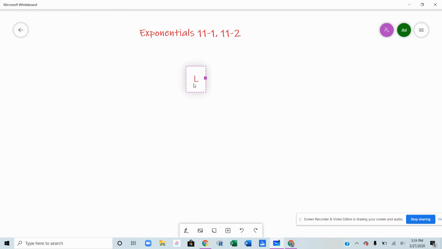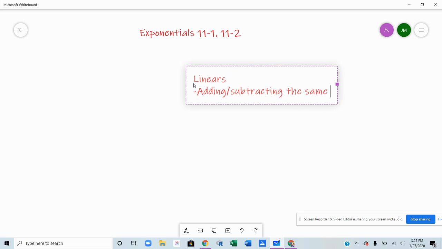So a couple of things I want to review first. There's a couple of things I want to talk about with linears, and then we can talk about exponentials. So remember, with linears, you are basically adding or subtracting the same number each time. A situation with a linear would be something like you are babysitting and you get $5 an hour. So you start with $0 and then you get $5 for the first hour, and then you have $10 after 2 hours, and you have $15 after 3 hours.